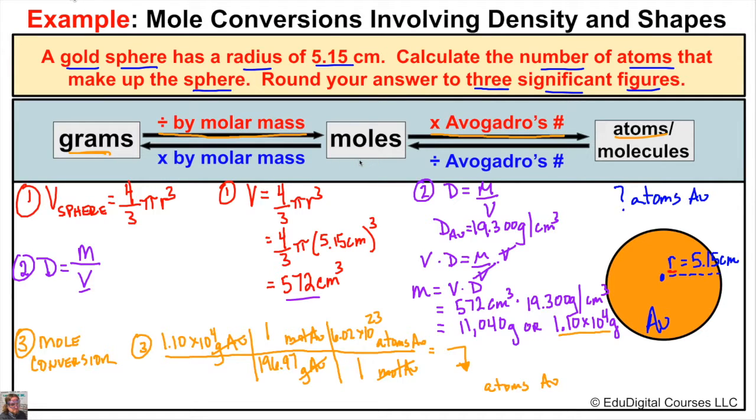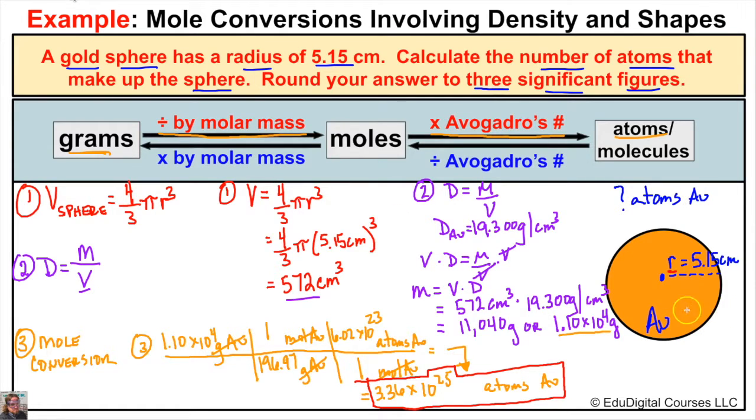So now let's go ahead and put this in our calculator. We'll take 1.10 times 10 to the fourth. We're going to divide this by 196.97. And then we're going to multiply this by Avogadro's number. And we should end up with 3.36 times 10 to the 25th atoms of gold. So this here is going to be our final answer.